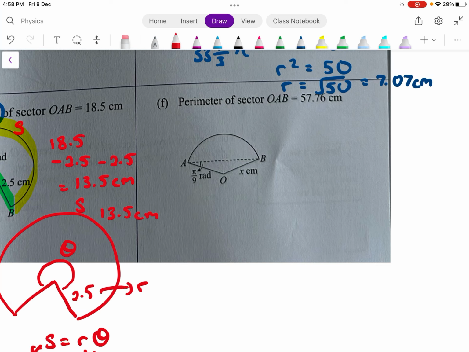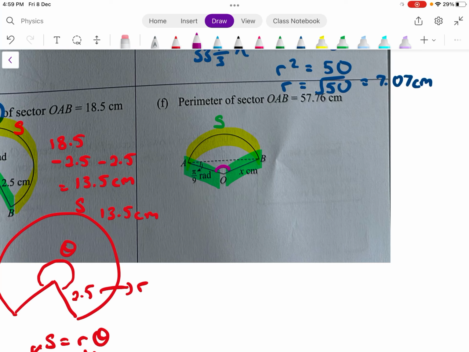So we are given the perimeter of sector OAB. So this is a pizza. We are asked to find our radius X. Oh, this one a bit more challenging, right? Okay, first, it's the same thing. I know that my perimeter is this part, this is the S. Then we got two radii, 1 and 2. Now we are asked to find the radius, and we are not really given the angle right here. So we need to find a few things.